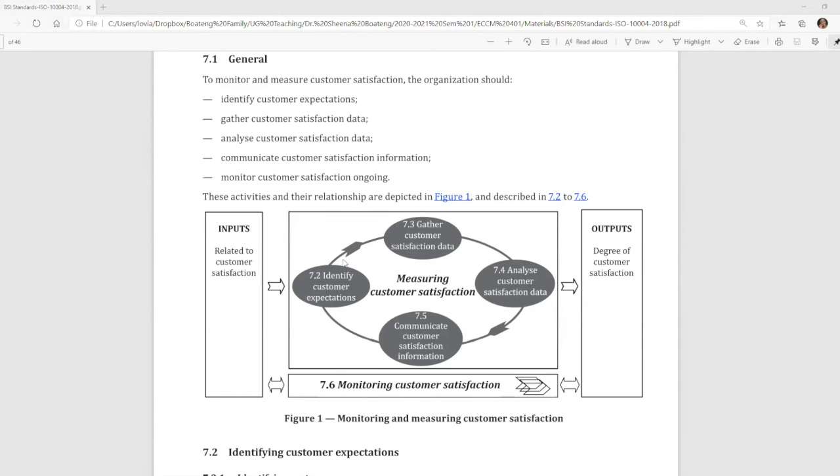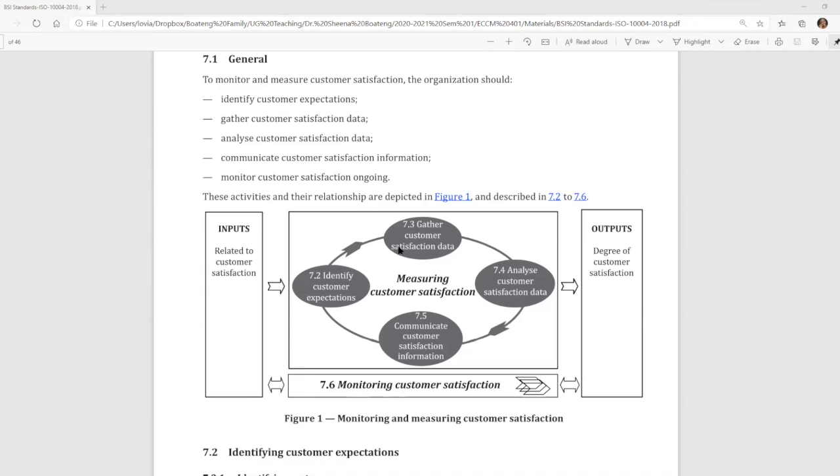And we can see that the arrow is not a straight arrow, it goes in a loop. Do we see? Indicating that it is an ongoing process. So we monitor customer satisfaction and measure it consistently. We don't stop. We keep going. We keep going because at any point in time, we talked about the fact that customer needs are dynamic.